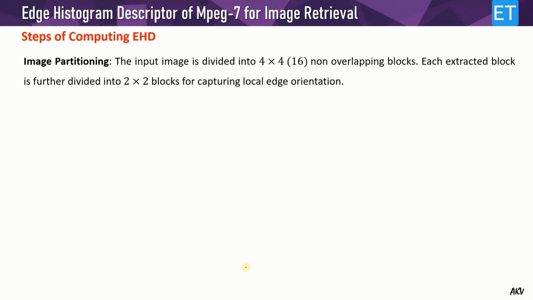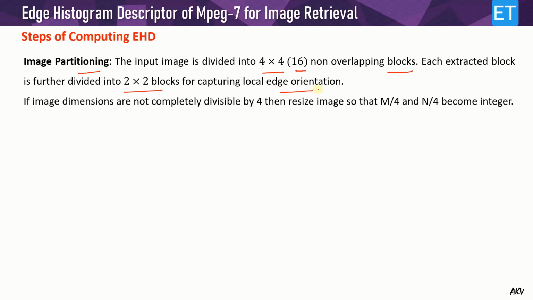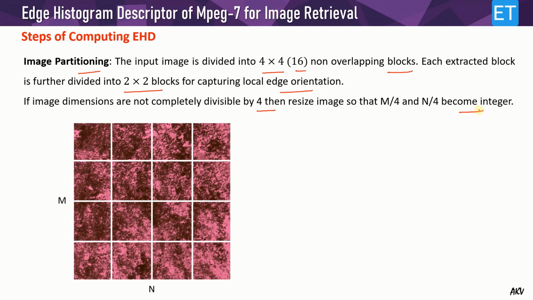So the first step is image partitioning. The input image is first divided into 4x4, I mean 16, non-overlapping blocks. Each extracted block is further divided into 2x2 blocks for capturing the local edge orientation. If the image dimensions are not completely divisible by 4, then we have to resize the image so that m/4, n/4 become integers.